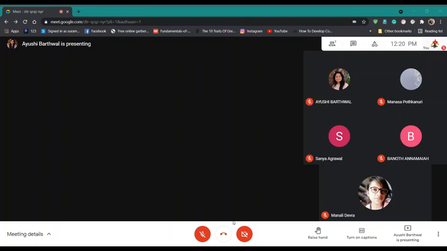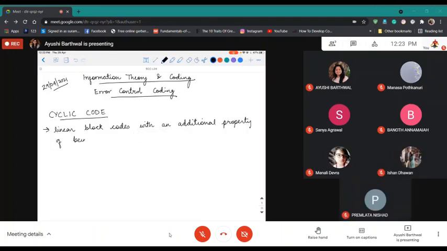So cyclic codes are also a type of linear block code. That means they will be following all the properties of linear block codes with an additional property. So they have an additional property of being cyclic in nature. So what do we understand by this term cyclic?